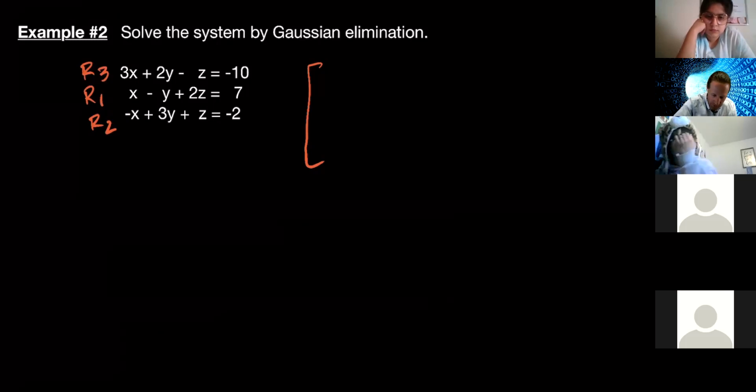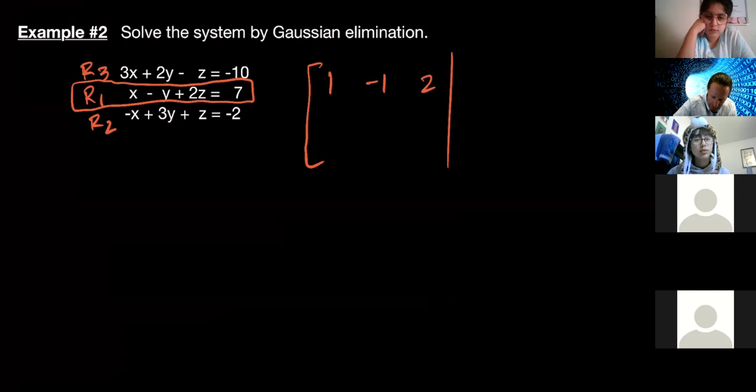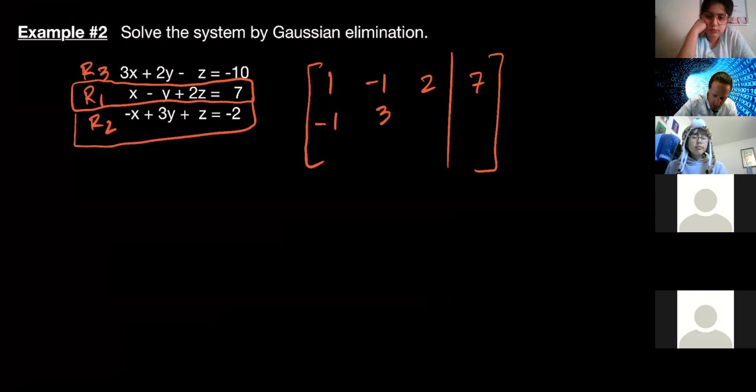So now I have a row 1 of 1, -1, 2, line 7. Remember that line represents the equation. Okay? Then I'm going to take row 2, which is -1, 3, 1, -2. And then row 3, which is that other equation, and I'm going to put a 3, 2, -1, and -10.